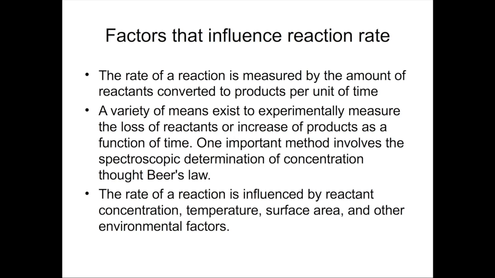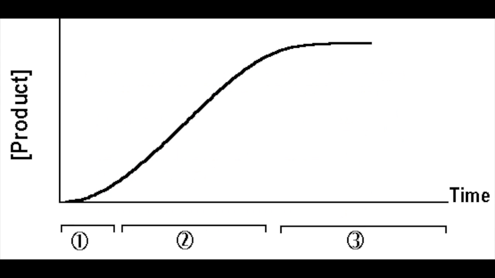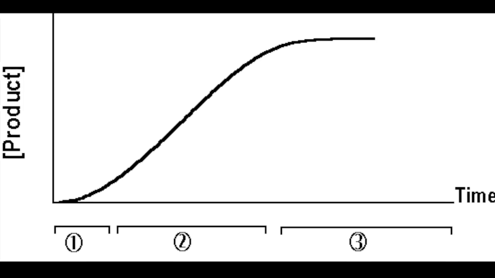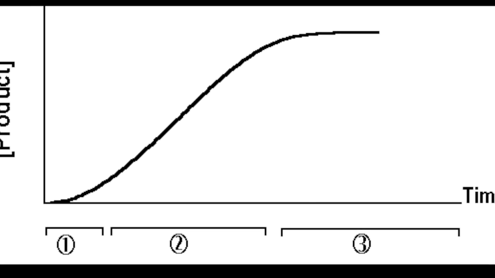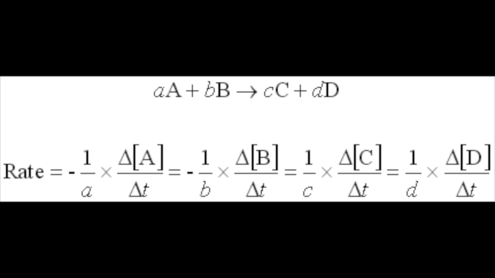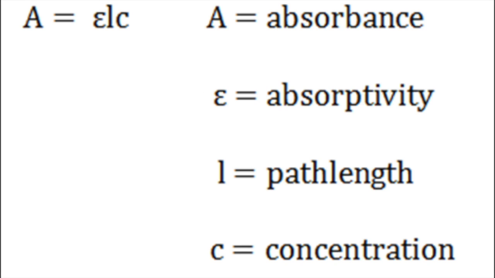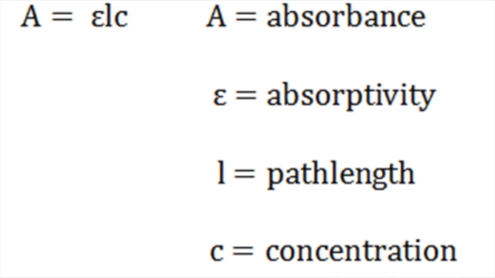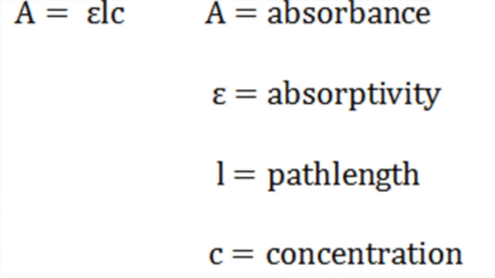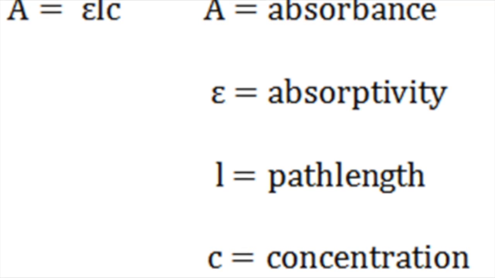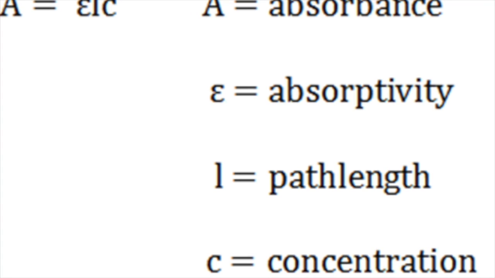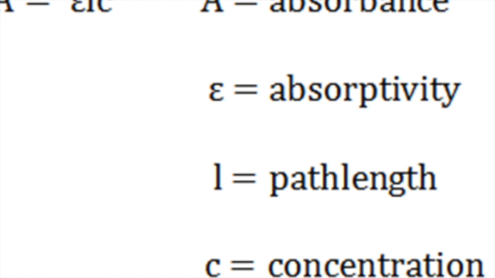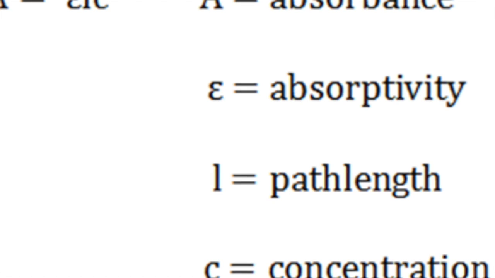The rate of a reaction is influenced by reactant concentration, temperature, surface area, and other environmental factors. As you can see in this graph, rate of reaction is calculated according to product produced over time. To generalize reaction rates with stoichiometry, we can use this equation to represent their relationships. One can gain information about the rate of a reaction by seeing how the rate changes with changes in concentration. This can be calculated by using Beer's law, which is absorbance equals absorptivity times path length times concentration.